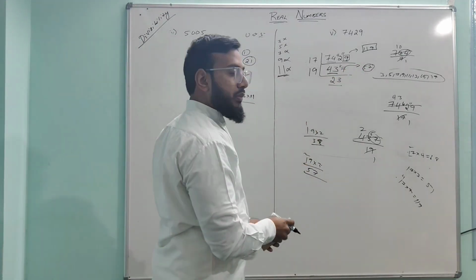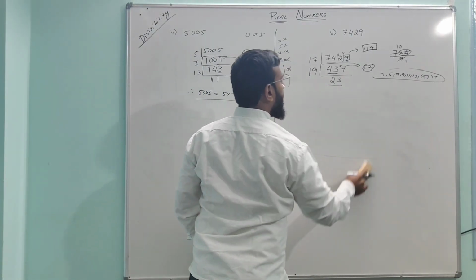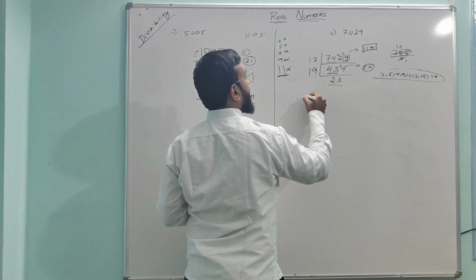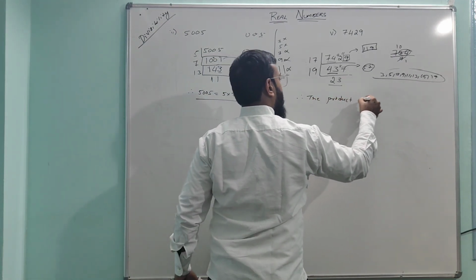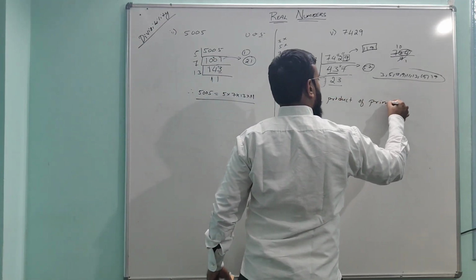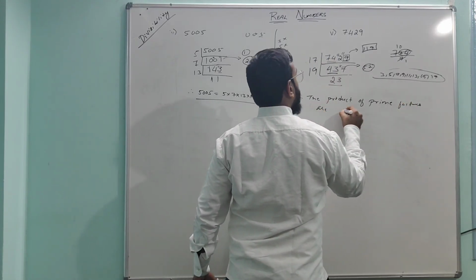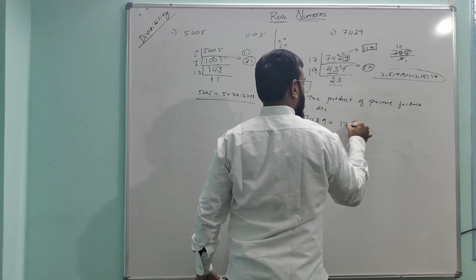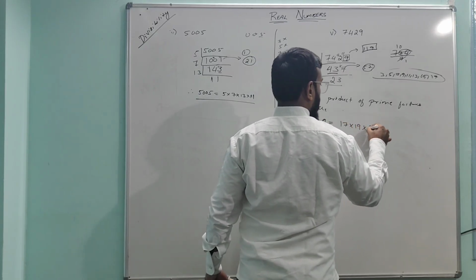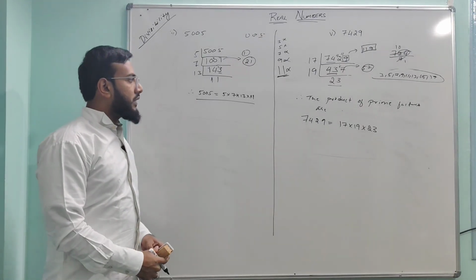23 is a prime number, so we'll keep it as it is. Therefore, the product of prime numbers, the prime factors, are 7429 equals 17 into 19 into 23. Hope it is clear.